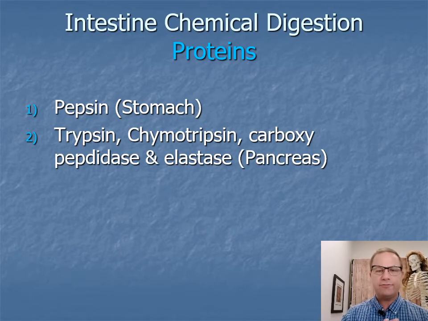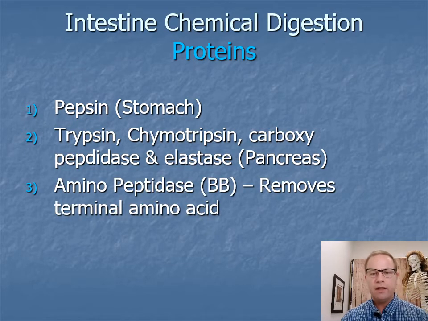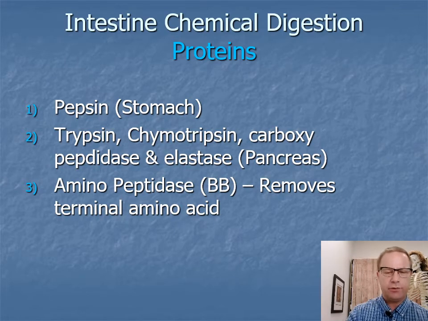But here we have trypsin, chymotrypsin, and carboxypeptidase and others that come primarily from the pancreas. So the pancreas, the big one, is probably going to be trypsin that really helps to break down proteins. And there's also other enzymes called aminopeptidases that help to remove the terminal amino acids from a protein. Don't really worry about that.